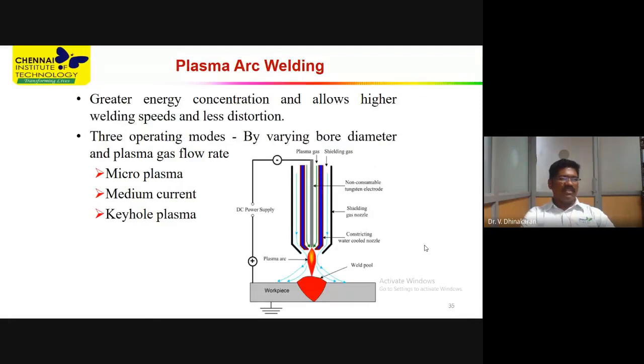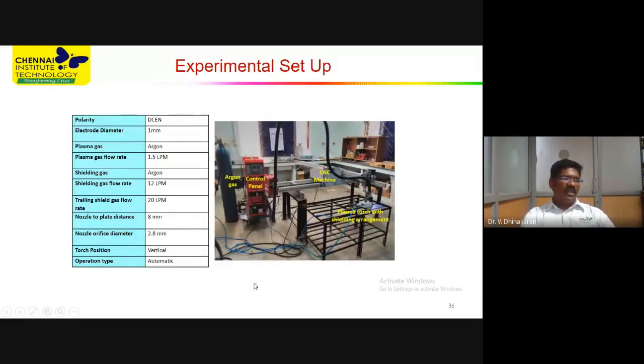So in plasma arc welding, it's a plasma arc power source. The workpiece acts as positive and the electrode is negative. So DCEN, direct current electrode negative, is mostly used in the plasma arc welding process, and the heat flows from the torch to the workpiece.